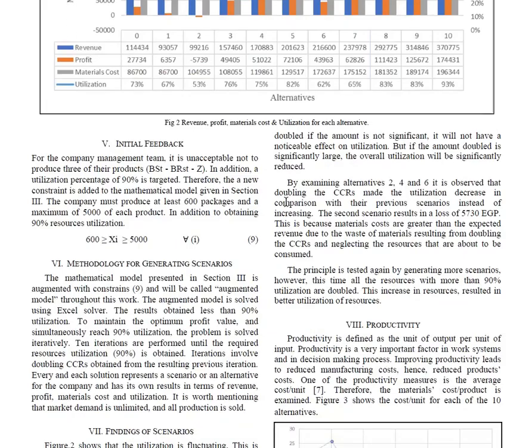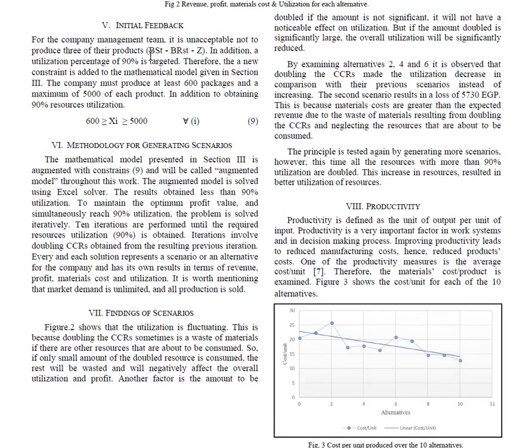So, initial feedback here. For the company management team, it was unacceptable for them not to produce these products. In addition, the overall utilization percentages needed to be above 90%. Therefore, a new constraint is added, new constraints actually, because these are multiple constraints: the number of products produced for each product must be greater than 600 and less than 5,000. This is according to the production plan or demand or whatever. And also we need the utilization percentage to be 90%.